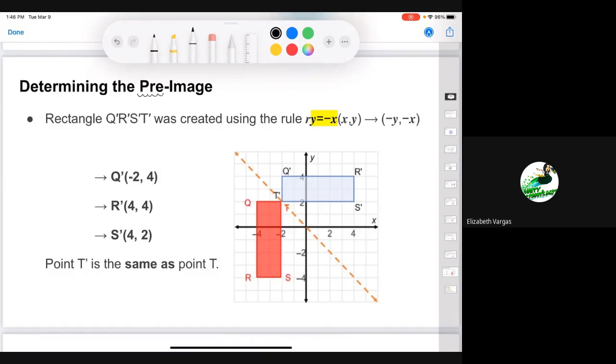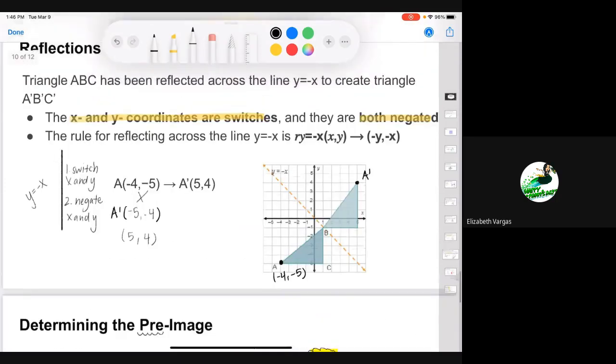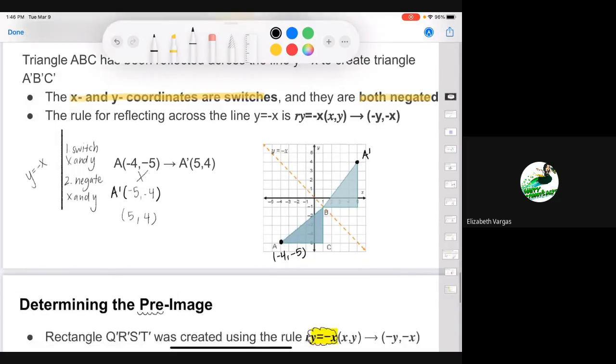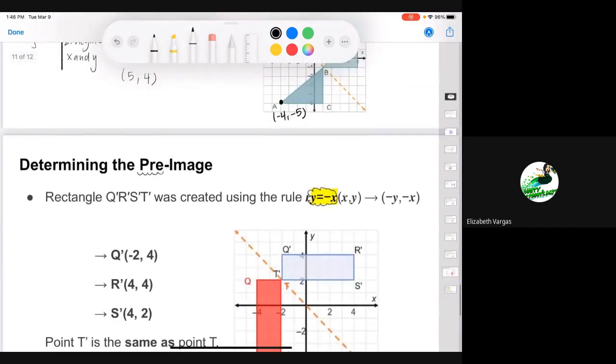So say that we know that rectangle Q prime, R prime, S prime, and T prime was created using the following rule. This rule tells me that I have a reflection across y equals -x. What do I know about reflections across y equals -x? Well, I know the x and y coordinates were switched, and they were both negated. So first they were switched, and then they were negated. Right? That's what I know about this mapping rule.